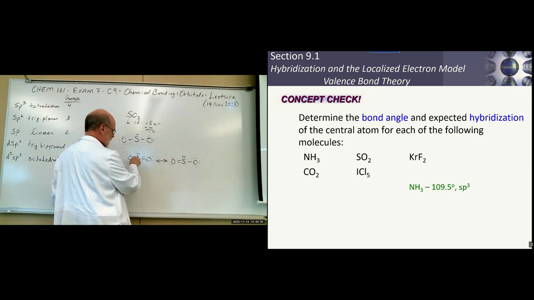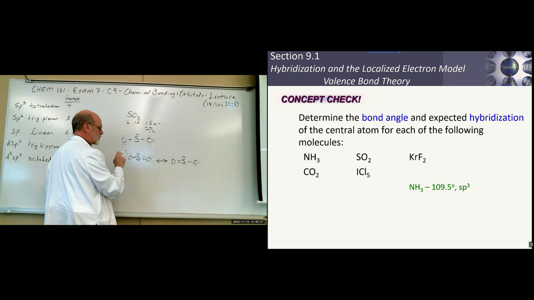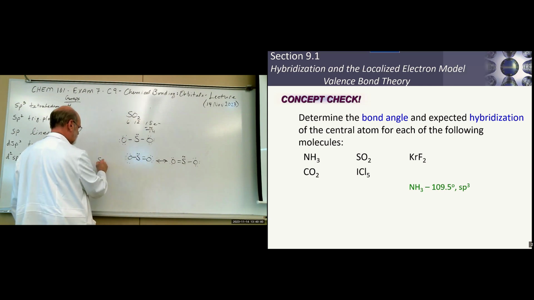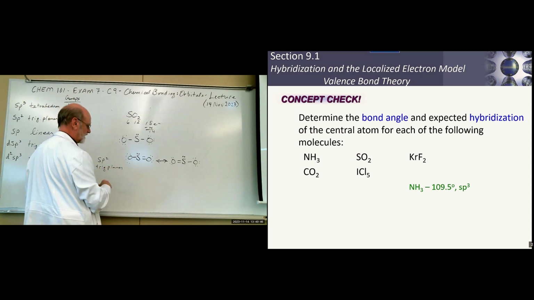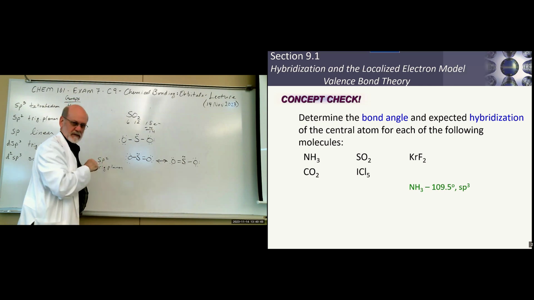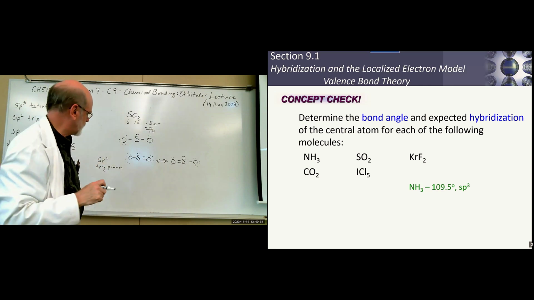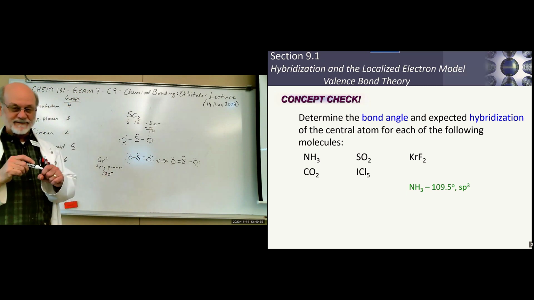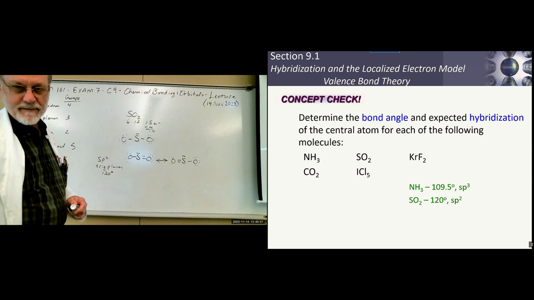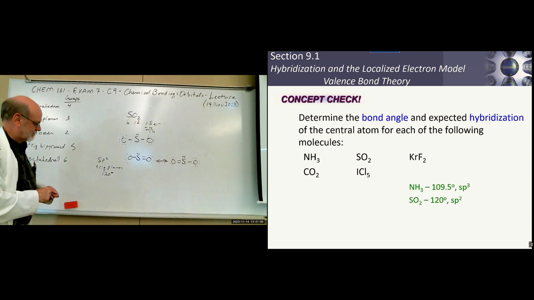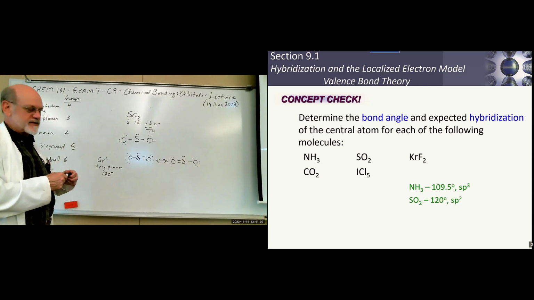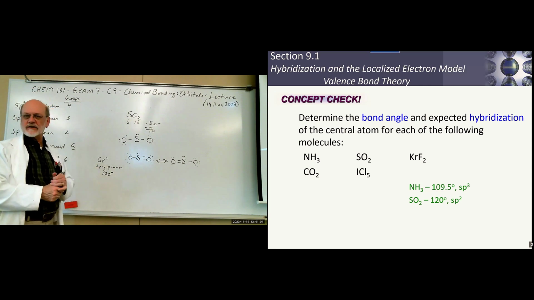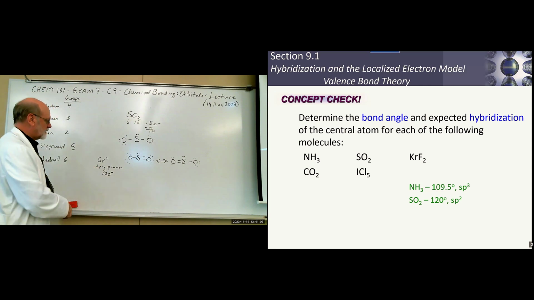What's the hybridization on sulfur? 1, 2, 3 groups, right? sp2. That means trigonal planar. It asks us bond angles. Okay, bond angles 120 degrees. Oh, it didn't ask shape, just hybridization. So sp2 hybridization at 120 degree angle for SO2.